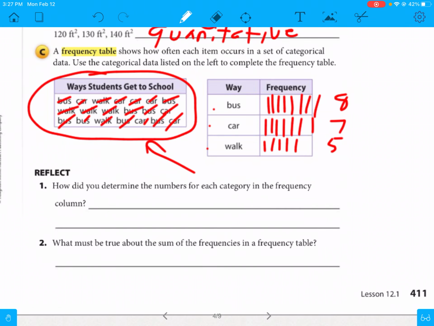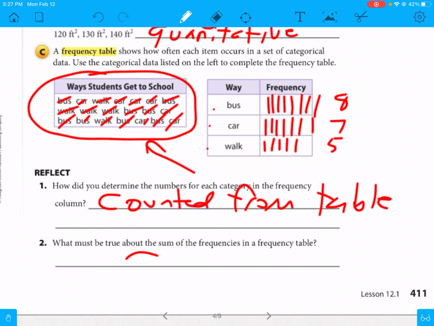How did you determine the number for each category in the frequency column? We counted from the table. What must be true about the sum of the frequencies? They have to be the same. So adding these up, you get 20. Adding those up, you get 20, so they must be the same.